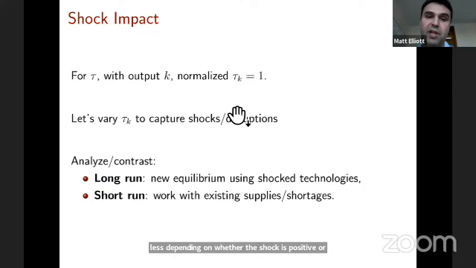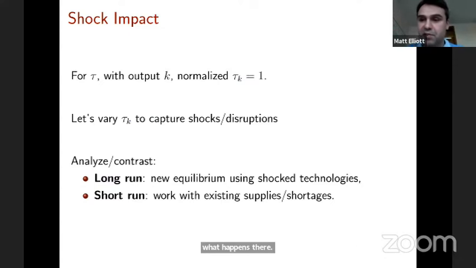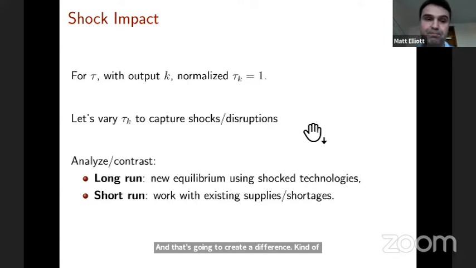Okay, and so we're going to vary this amount that's being produced, and we're going to see what happens in both the long run and the short run. So in the long run, we're going to allow the system to re-equilibrate, and we're going to be interested in what happens there. You're taking the shocked technologies as given, so taking the TFP shocks that have happened and equilibrating in response to that. Whereas in the short run, you're going to have to work within the restrictions of existing supplies and existing shortages to produce what you can, and that's going to create a different kind of disruption or have a different effect.